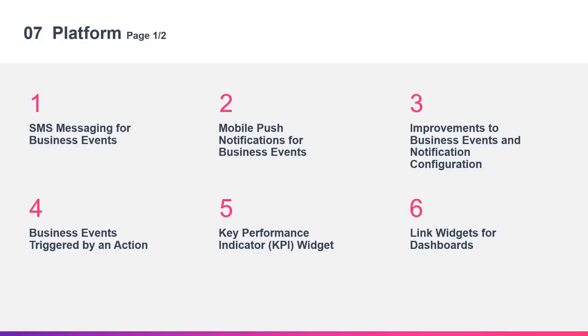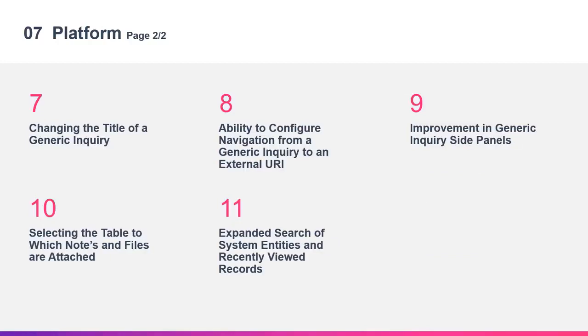In Platform for this release, you can now send SMS messaging and mobile push notifications for business events. There have been improvements to configuration for business events and notifications. Business events can be triggered by an action. There are new KPI and link widgets for dashboards. There have been a number of changes for generic inquiries, including the ability to change a title, navigation to an external URI, improvements to side panels, and selecting the table to which notes and files are attached, plus expanded search of system entities and recently viewed records.